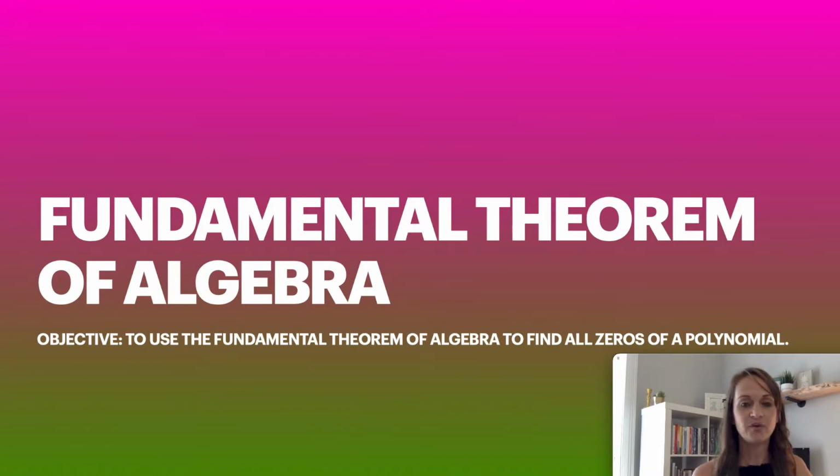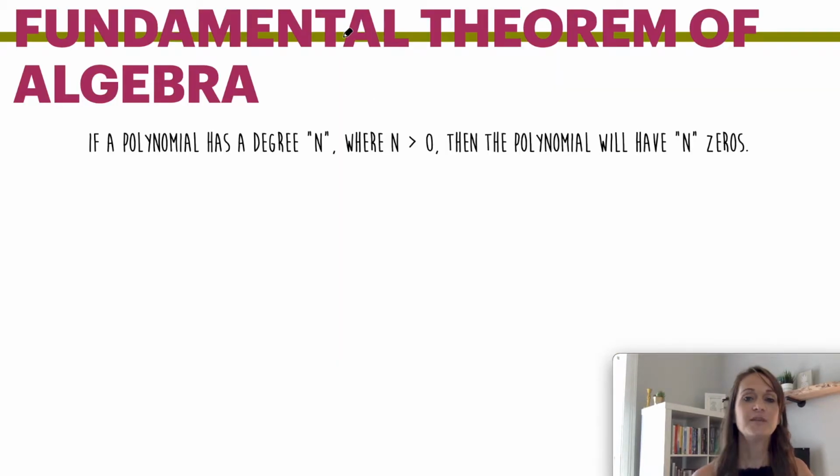In this video, I'm going to be describing how to use the fundamental theorem of algebra to find all the zeros of a polynomial. The fundamental theorem of algebra basically says that if a polynomial has a degree of n, basically a number that's bigger than 0, then the polynomial is going to have that many zeros. For example, if I say that there's a polynomial that has x to the fourth plus x squared plus x minus 10, if you look at the highest degree, which is 4, that means you will have 4 zeros.